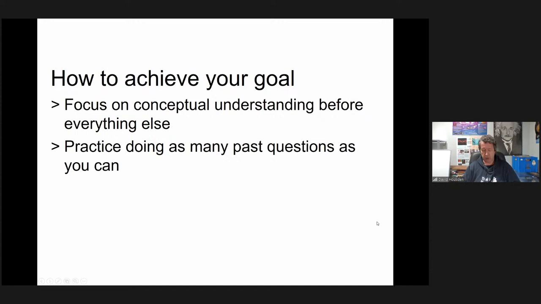Okay, so how do we achieve all these things? Well, we're focusing on conceptual understanding, and you should do the past questions, as many as you can. There's no secret to this. If you want to get better at something, you just have to do more of it.